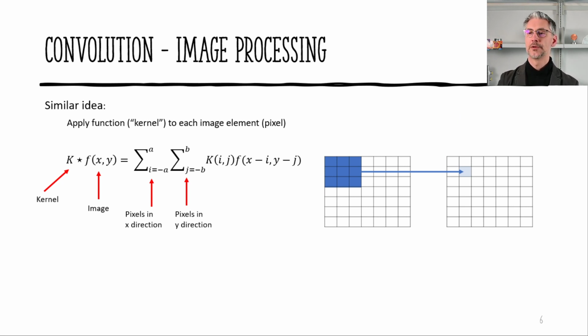Now, how does this relate to image processing? Actually, we have the similar idea. We apply a function, our resolution function in our previous example, and we call it a kernel here, to each image element or to each image pixel. So we convolve, this is the convolution operator, the kernel with the image. And because it's discrete, we have two sums running in x and y direction. So here we have the kernel depending on the pixel in i and j direction and the image itself. And now we sort of apply this kernel to the image to get to a new value.